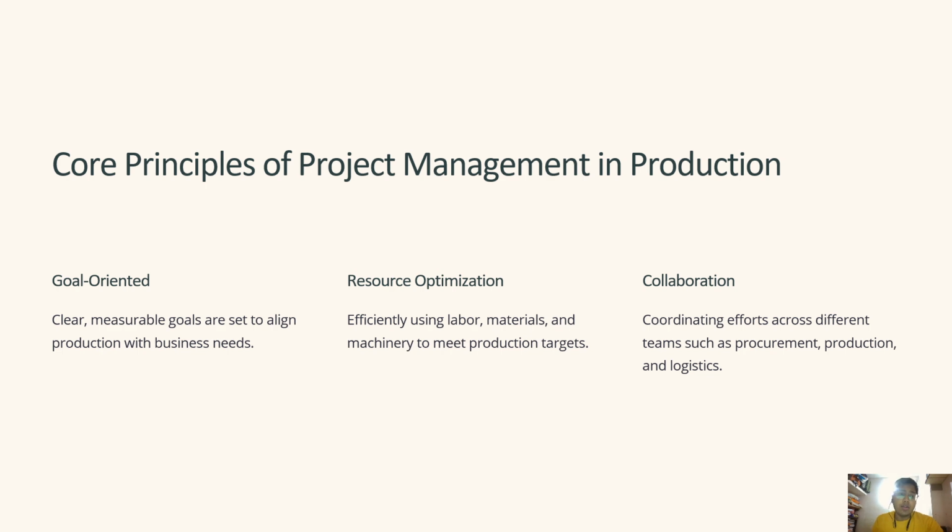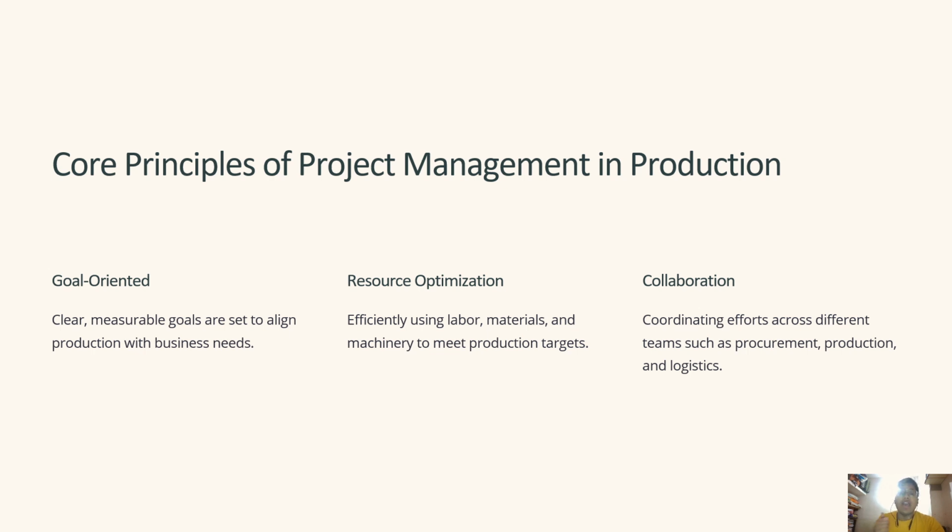So first of all, the first principle is goal oriented. Whatever we are doing, there should be clear, measurable goals which are set to align production with business needs. The goals should always target what the business needs demand, nothing extra, and nothing that deviates from the business plan, like something done for a particular product but aiming at another product. It should not be done like that. It should basically align production with business needs.